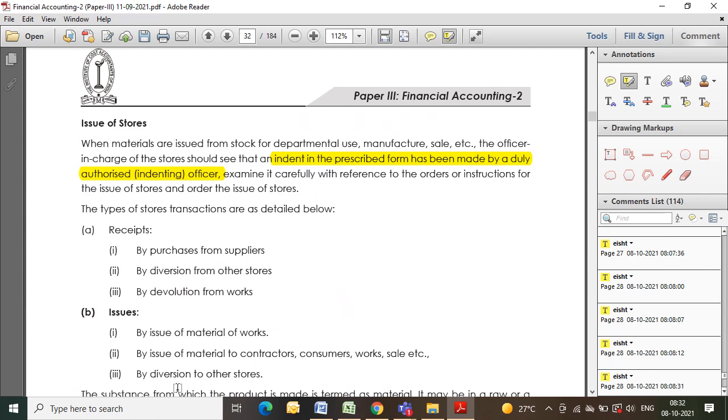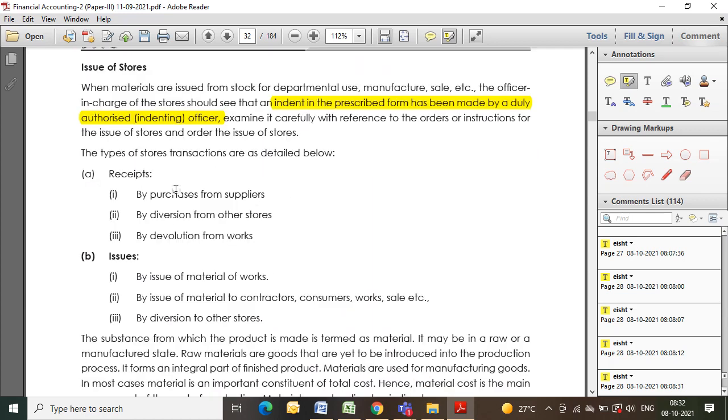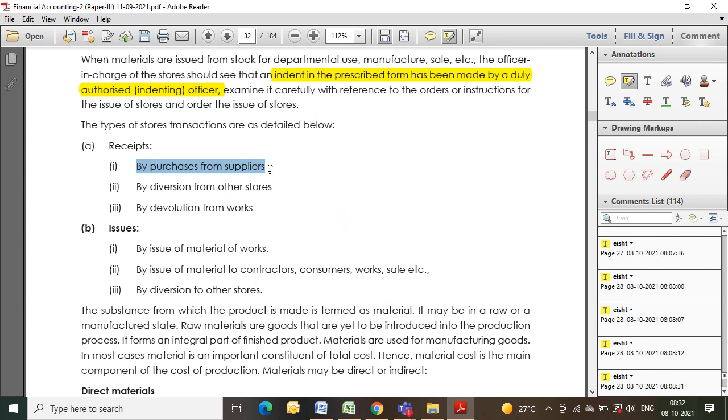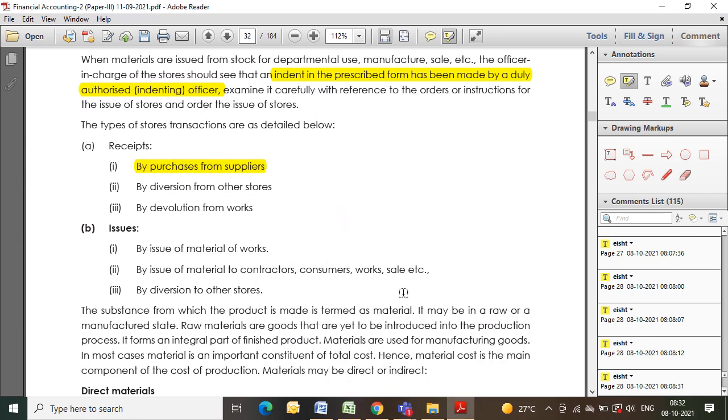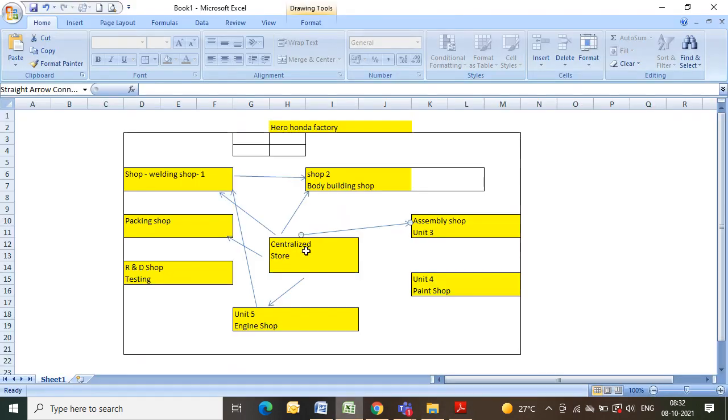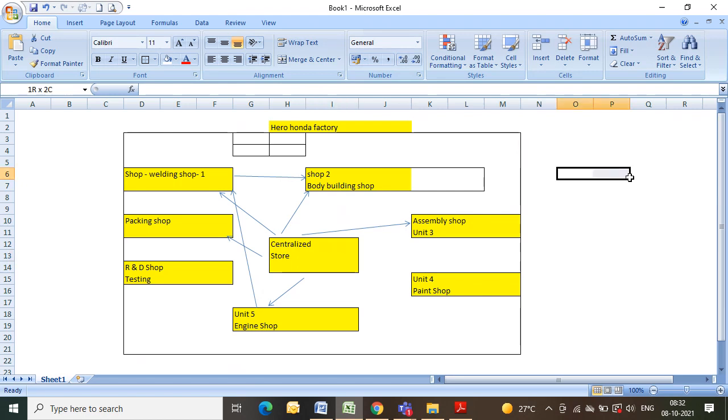Now typically the store transactions, receipts, what are they? Purchases from suppliers. So all those inwards. Anything which is inward. They receive all those materials from the suppliers. For example, there is an outsider here, who is a supplier, right? So the supplier issues or sells the material and sends it to the centralized store.